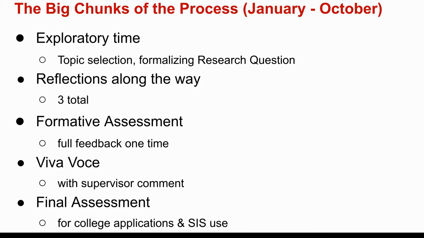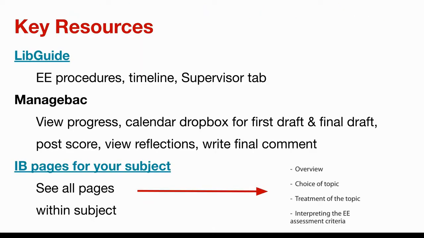The final assessment is for us, and sometimes students ask to have their projected extended essay score on their college applications, but the paper is assessed externally by the IB. So those are kind of the big chunks. So the resources for you are the LibGuide, which is the first page that you have open there, ManageBack, which is where students submit their work and where you communicate with them, and the IB pages particular for your subject.